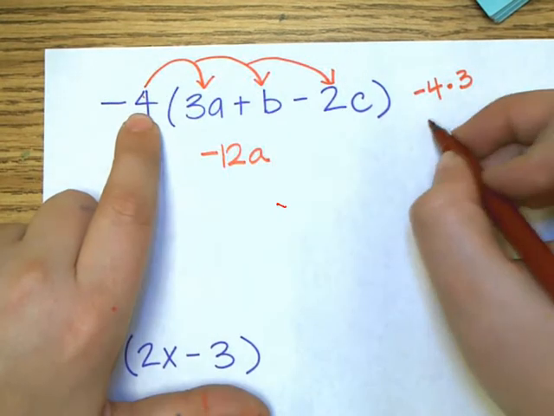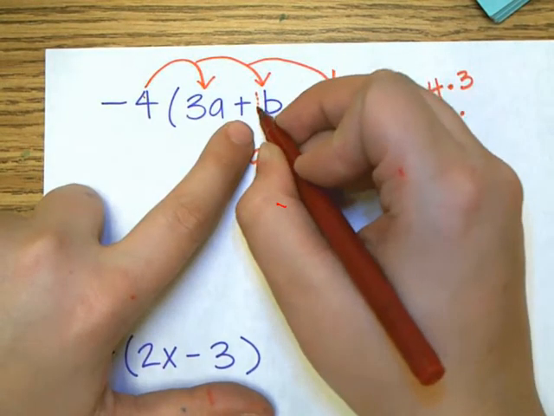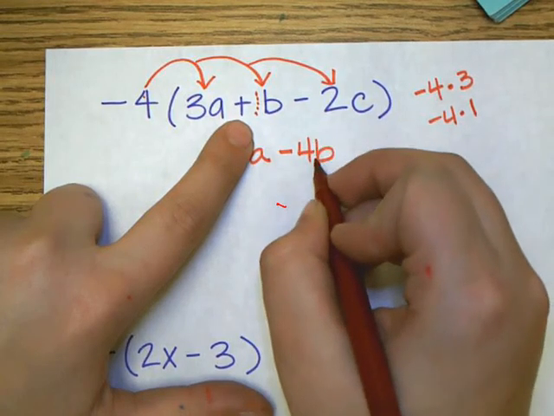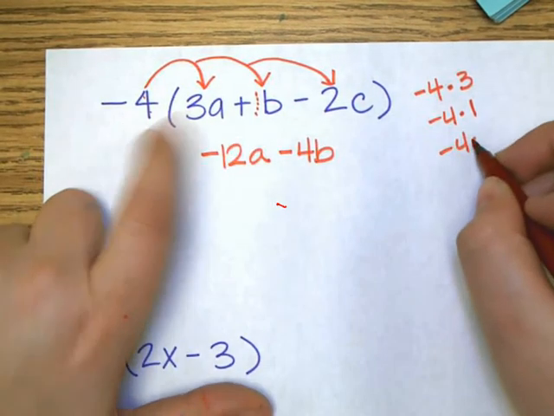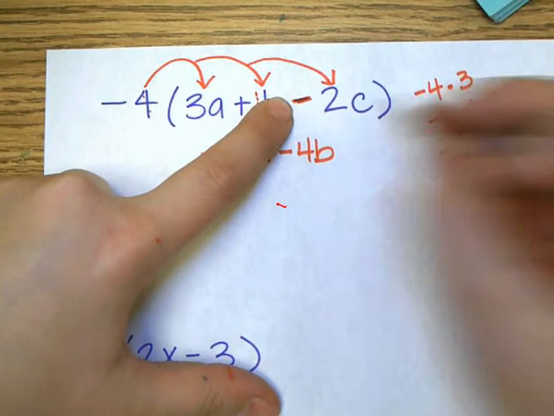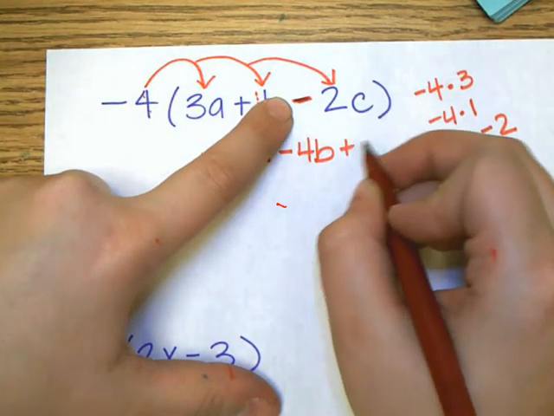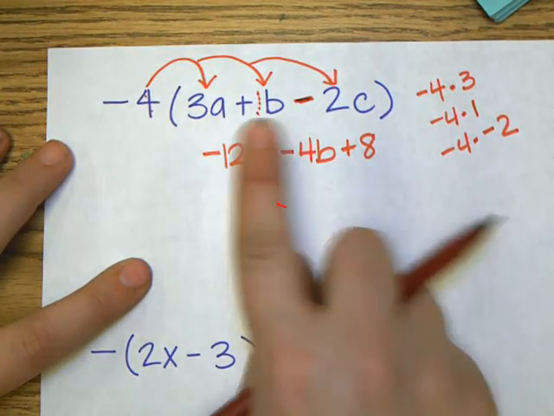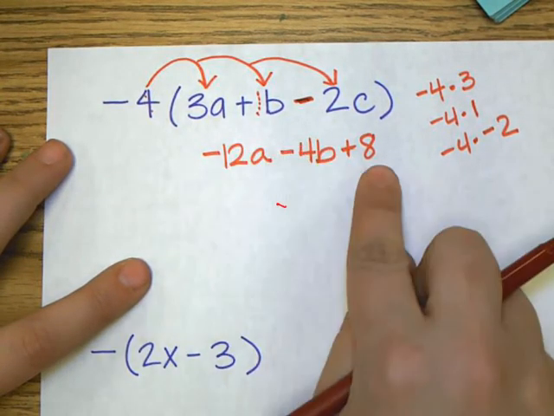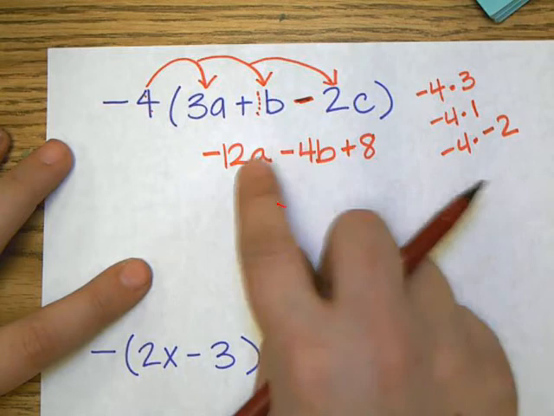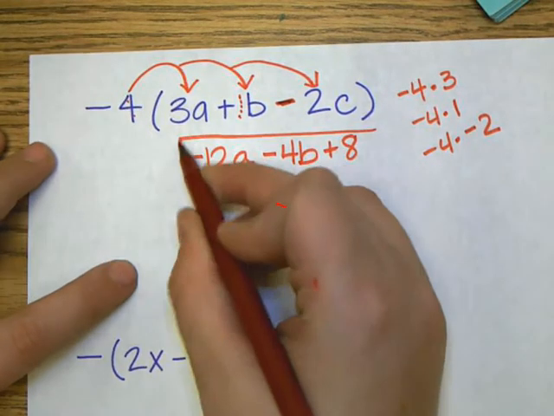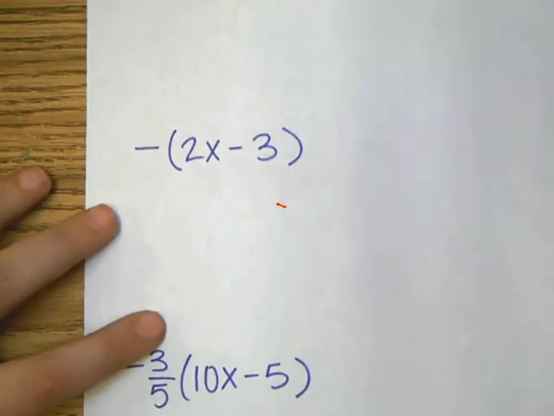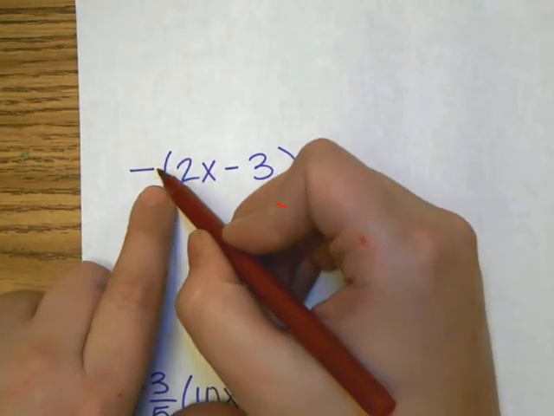So we have negative 4 times 3 is negative 12a. Negative 4 times 1 is negative 4b. Negative 4 times negative 2 is positive 8. And then we look here, we cannot go any further because this has an a, this has a b, and this does not have a variable. It's just a constant. They're not like terms. So that would be my final answer.